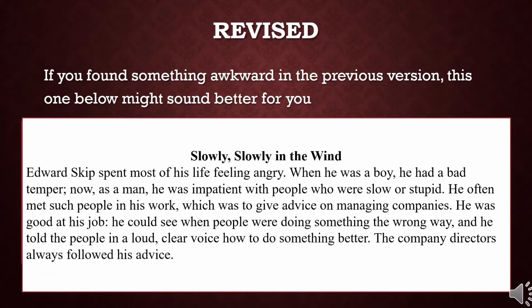And here is the original story, Slowly, Slowly in the Wind. Edward Skip spent most of his life feeling angry. When he was a boy, he had a bad temper. So Edward Skip does not repeat anymore. The name Edward Skip is replaced by pronouns, he and his, for the rest of the story. This is what pronouns do. They represent the noun so that you do not have to repeat it more than once, as long as there is only one character. You can read the rest of the story here.